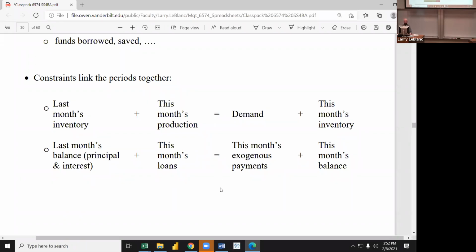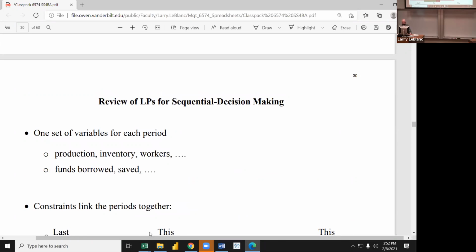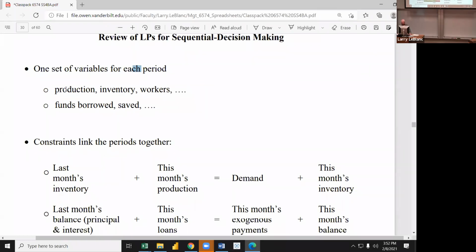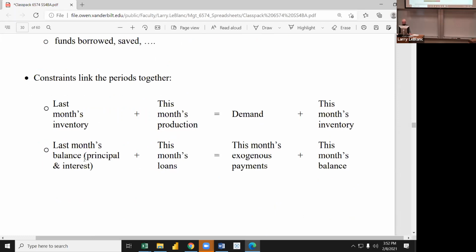It's a powerful technique. Reviewing the next page of the class pack, page 30, one set of variables for each time period. How much do you produce? How much inventory? How many workers? How much money do you borrow and save in the other example? And the recursive equations are quite similar to one another.